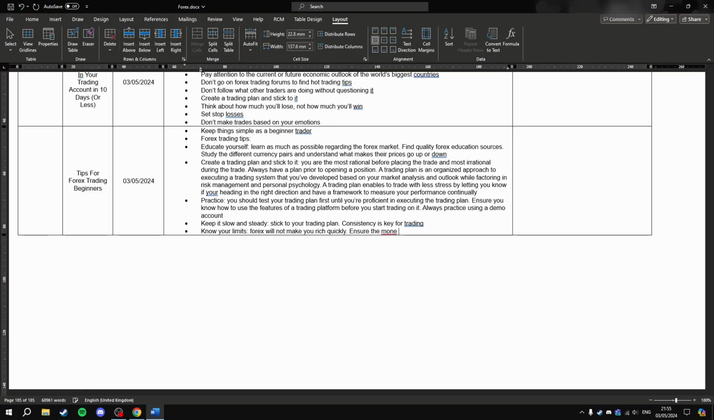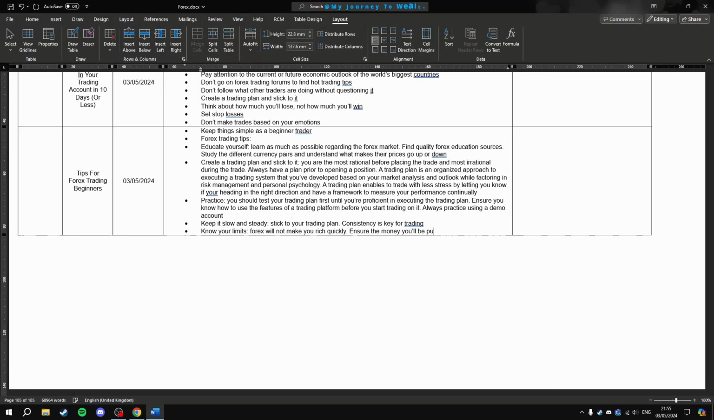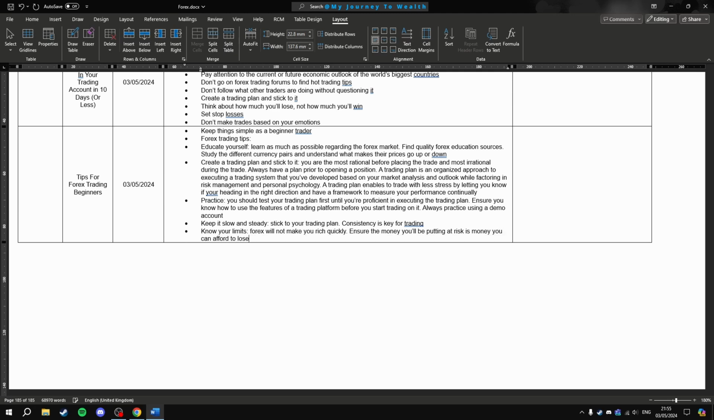Ensure the money you'll be putting at risk is money you can afford to lose.